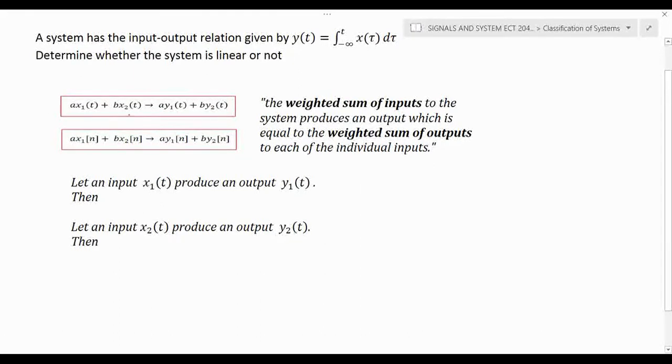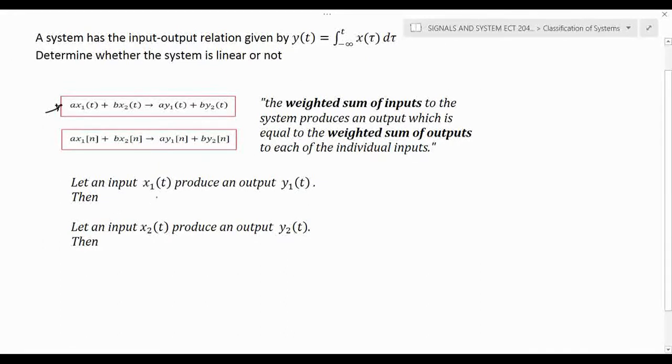a x1 of t plus b x2 of t, whether it gives a y1 of t plus b y2 of t. So we need to verify it, as it's a continuous time signal. Or you can say the weighted sum of inputs to the system produces an output which is equal to the weighted sum of outputs. Then it is known as a linear system.